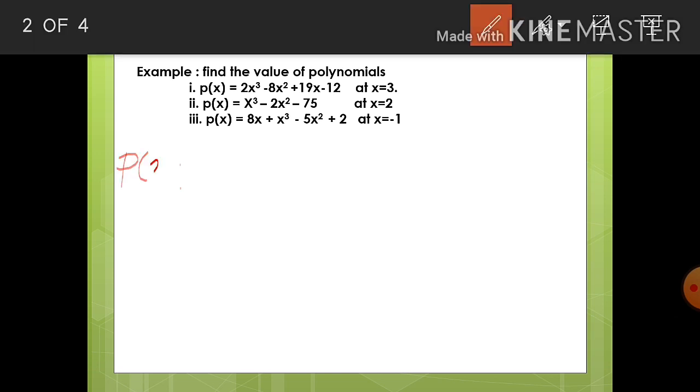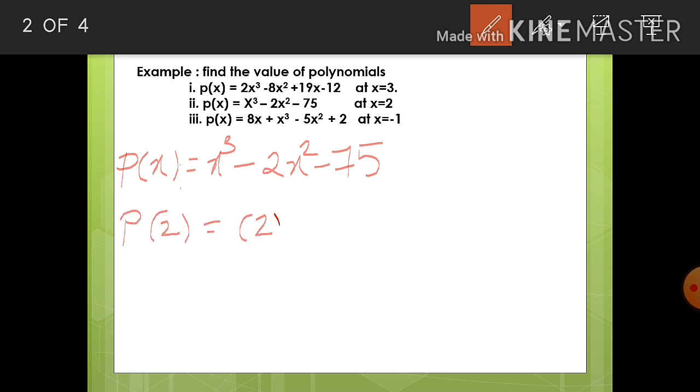P of x equal to x cube minus 2x square minus 75. So we have to find out the value of this polynomial at x equal to 2. So how to do it? Just replace the value of x. In place of x we have to replace 2. So what do we get now? P of 2 equal to 2 cube minus 2 into 2 square minus 75.